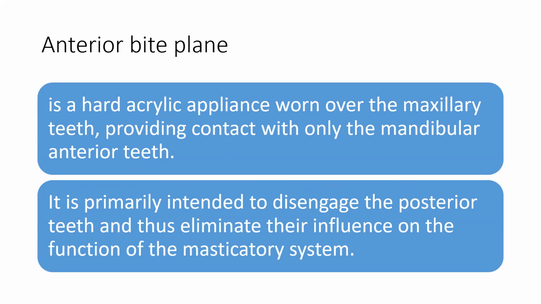Now I'm going to another occlusal splint, that is the anterior bite plane. It is a hard acrylic appliance, and it is worn mainly on the maxillary teeth, and this provides the contact only on the mandibular anterior teeth. And it is primarily indicated to disengage the posterior teeth, so that it helps to eliminate the influence of the function on the masticatory system.